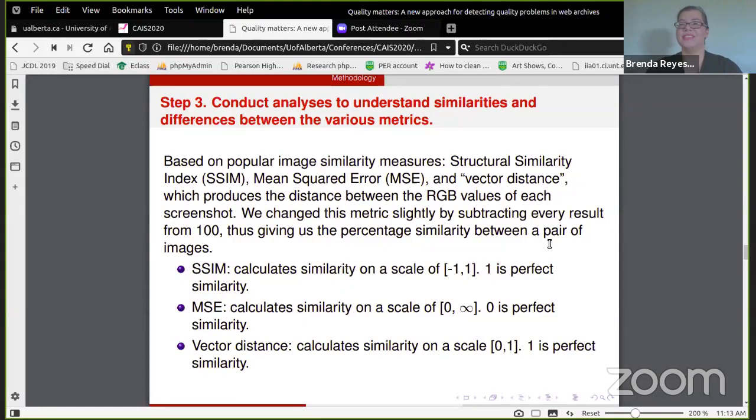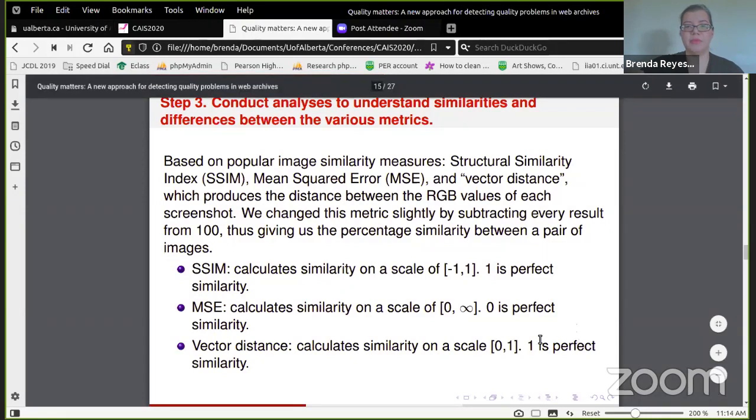So, SSIM calculates similarity on a scale of -1 to 1. So it spits out a number, and 1 is perfect similarity. MSE calculates the similarity on a scale of 0 to infinity, where 0 is perfect similarity. And vector distance calculates similarity on a scale of 0 to 1, where 1 is perfect similarity. So if you're looking at, for example, a measure of 1 in vector distance, it means you're looking at 2 identical images.